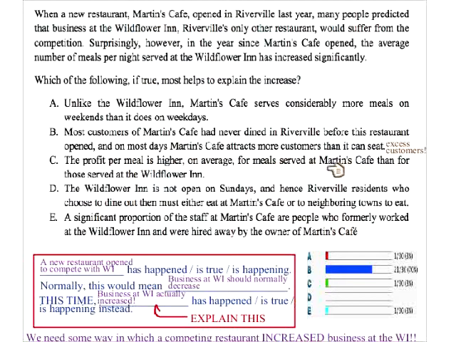Profit per meal's got nothing to do with how many people are eating there, so that doesn't work. Wildflower Inn is not open on Sundays, so that has nothing to do with more business at the Wildflower Inn. If anything, this would be less business there. And then we don't care who's working at these places, because that doesn't have anything to do with it. So notice how this box helps. If you can fill in the blanks, you got to crystallize exactly what it is that you're trying to explain. If you can do that, then you're going to be good.